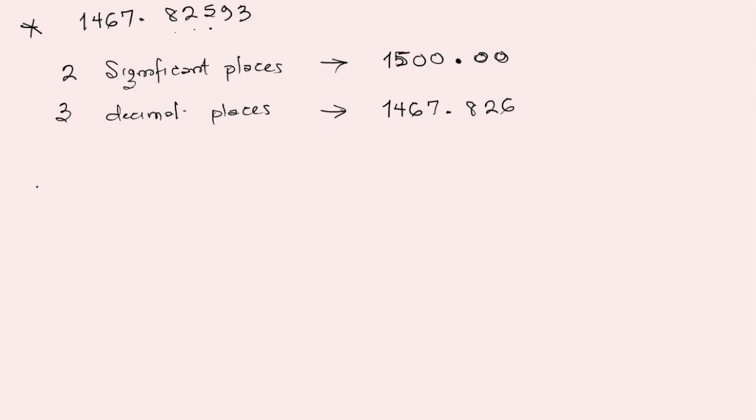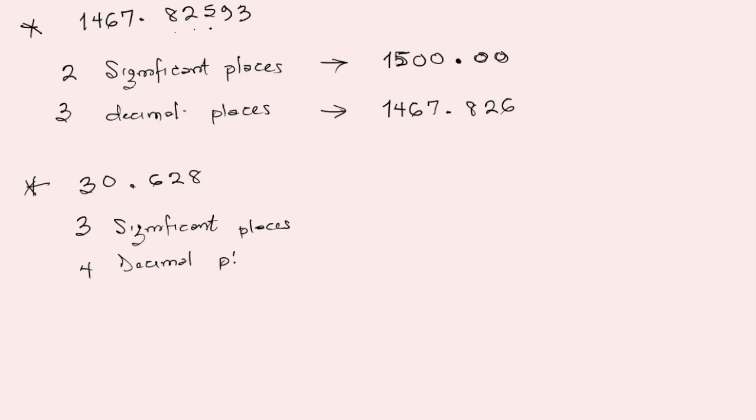But let's just do one more so that we are sure we understand. If we have a number such as 30.628 and we're asked to write this down to 3 significant places and 4 decimal places. Of course, you can also pause the video to try it out yourself, see if you get it.